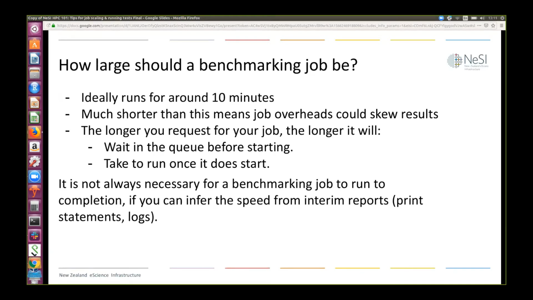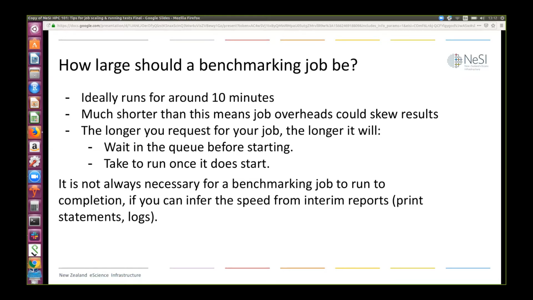So how large should your benchmarking job be? An ideal rule of thumb, I guess, is around 10 minutes. This isn't a very hard and set rule. 10 minutes is a good idea because if you do it shorter than that by a significant amount, depending on what you're doing, you could have job overheads that take up a decent proportion of the computational time. So job overheads like reading in the data set or reading in some packages. If your job's too short, and those overheads take up a large amount of time, they can kind of skew your results a little bit.